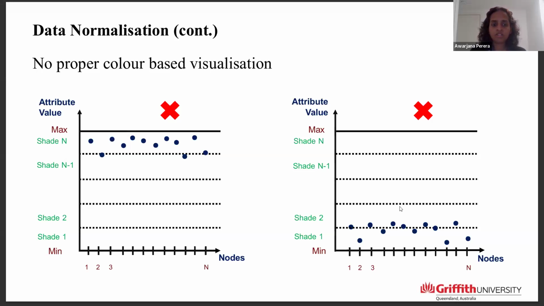So these are some value distributions that may not be very clear when visualized using TAM. If you look at this first diagram, all the values are placed at a very high value, so it might not be broken down into different color shades. And the same scenario will happen with the second diagram.